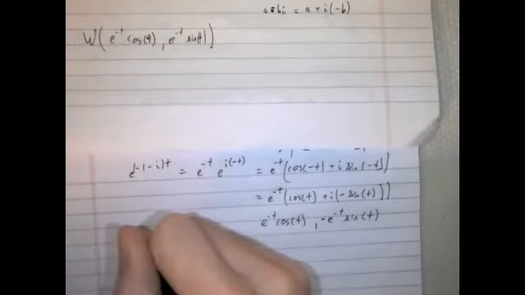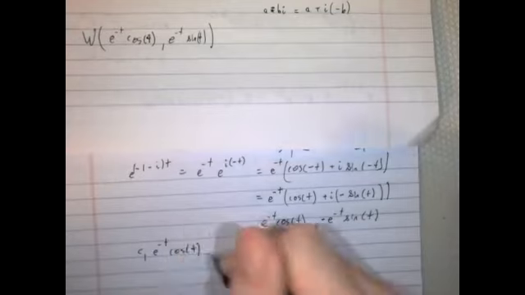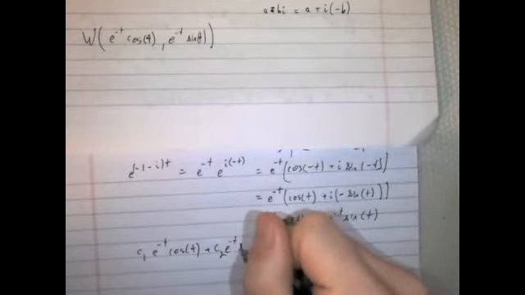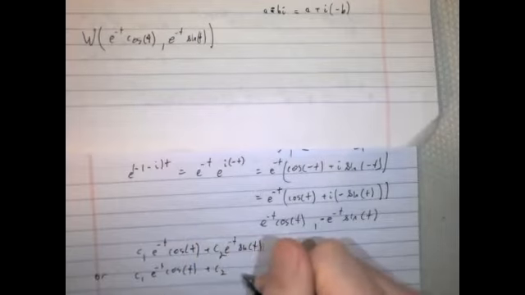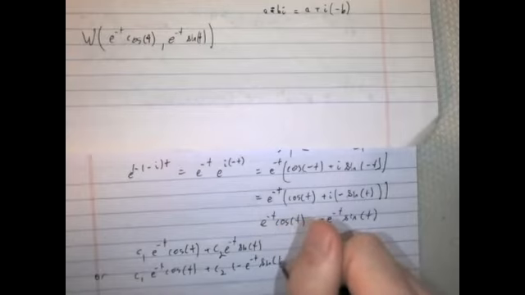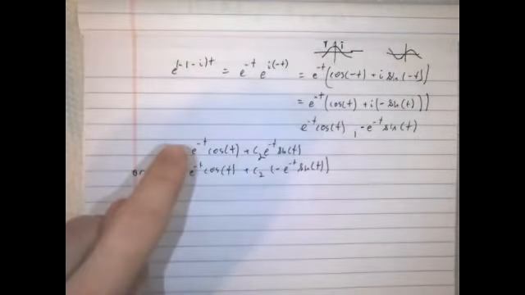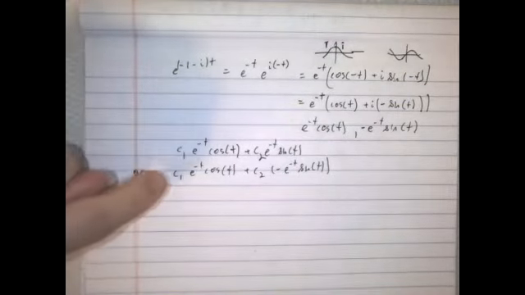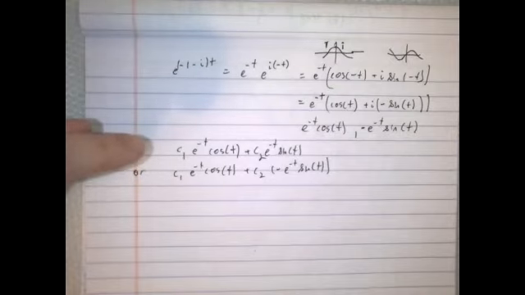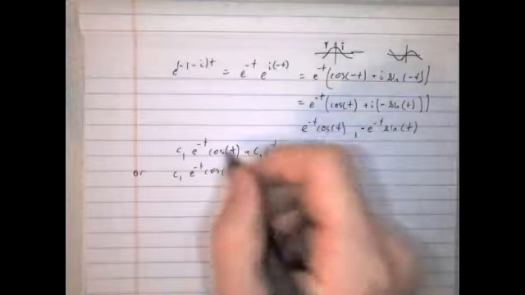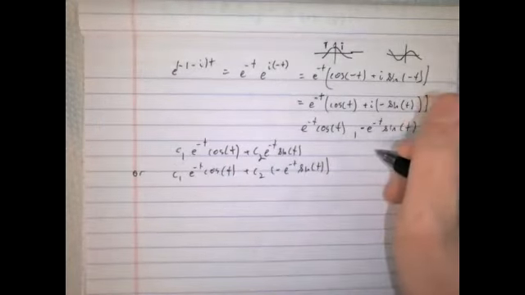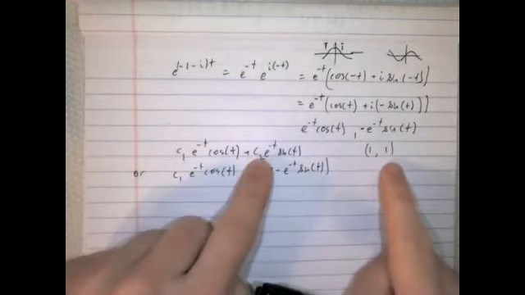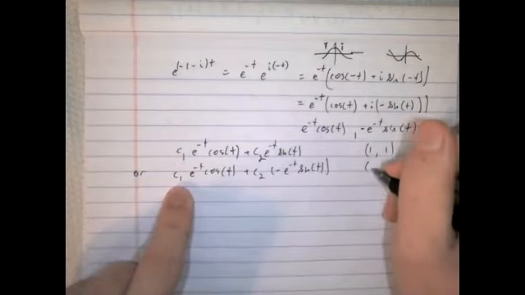The two families look like C1 e to the negative t cosine of t plus C2 e to the negative t sine of t, or C1 e to the negative t cosine of t plus C2 times negative e to the negative t sine of t. While what you're saying is essentially correct, any function that you can write this way, you can obviously write this way and vice versa. But these are slightly different parameterizations of the family, because if a certain function is written as C1 something plus C2 something over here, like say 1 comma 1, that's the same as having constants 1 and negative 1 over here.